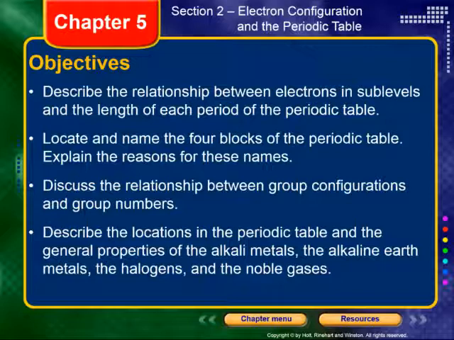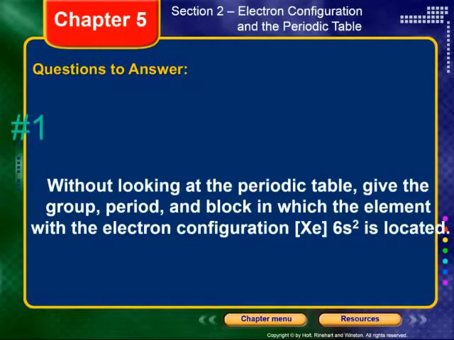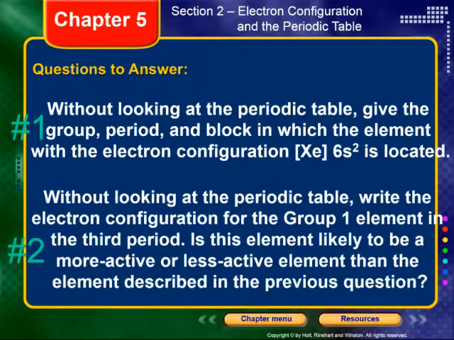Describe the locations in the periodic table and the general properties of the alkali metals, the alkaline earth metals, the halogens, and noble gases. These are a few of the more notable categories within the periodic table that we've actually already discussed and colored on your periodic table in class. Let's get started.